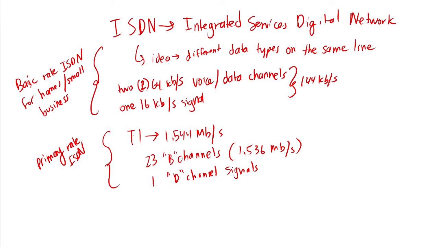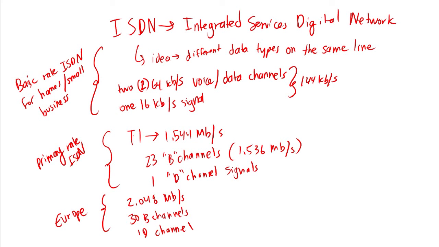And then, obviously, in Europe, we have ISDN that's 2.048 megabits per second, which is 30 B channels and one D channel. And remember, each channel, no matter where, is still 64 kilobits per second.